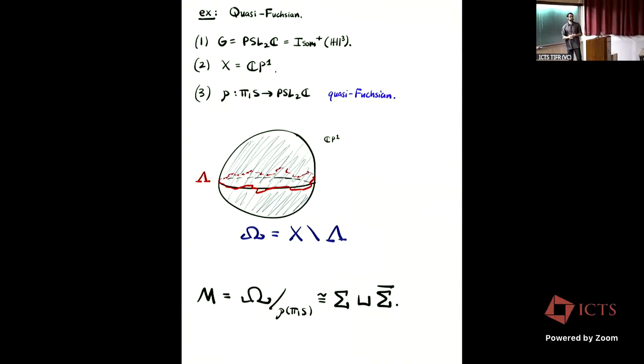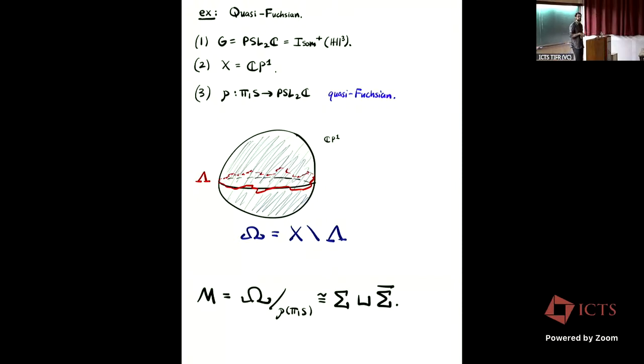What you do is you consider a domain of discontinuity omega by taking CP1 and you remove this set lambda. So topologically, that gives you two disks. And what happens is, okay, that's a domain of discontinuity. And when you take the quotient by the image of the representation, what you obtain are two Riemann surfaces, sigma and sigma bar, of opposite orientation. So what we've seen is that if you have some nice geometric representation, this quasi-Fuchsian condition, then it is the holonomy of a geometric structure. In fact, a pair of geometric structures. It's a holonomy of some complex projective structure on a Riemann surface.